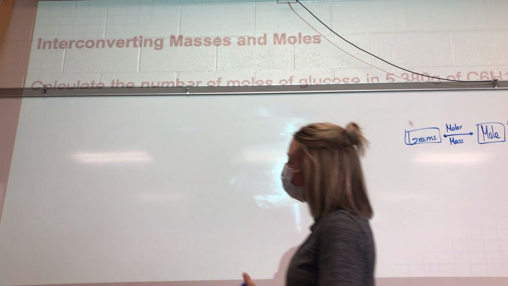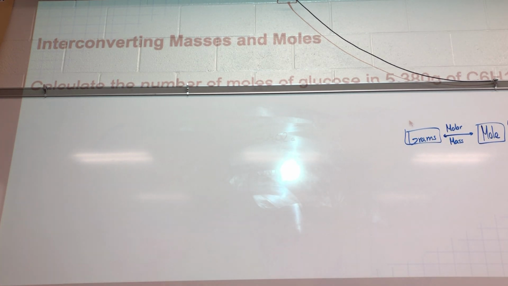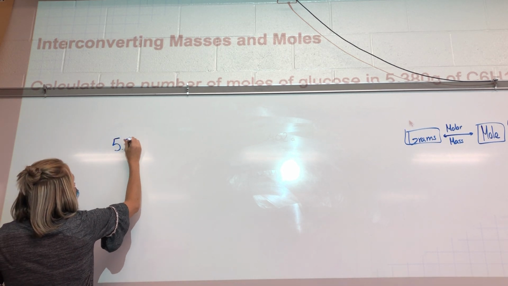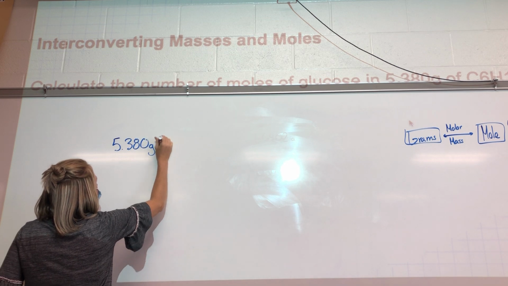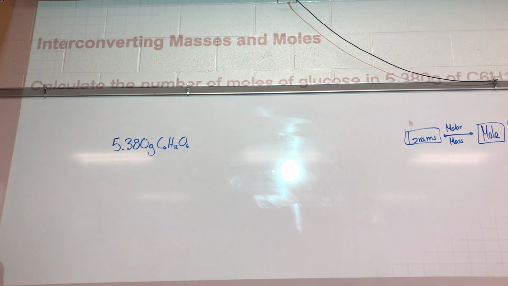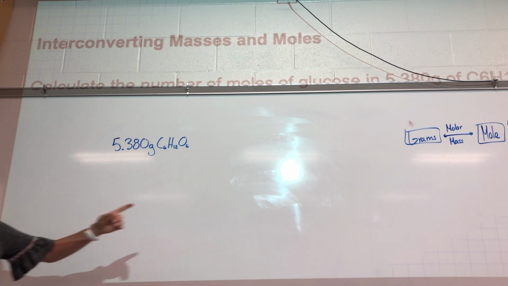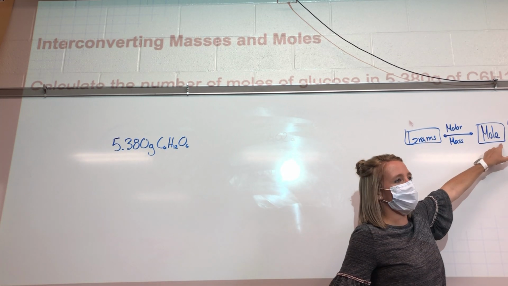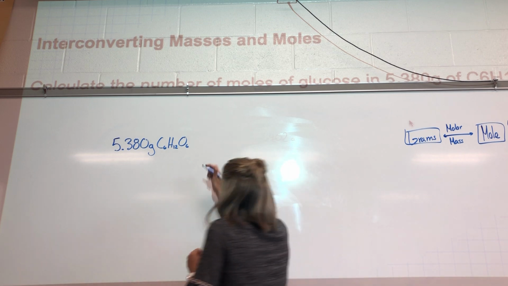So let's look at this problem here. I'll stand back so I can read it. Calculate the number of moles. So first thing, circle what you're finding. So circle number of moles. Put a circle on it. Of glucose in 5.380 grams of glucose. Okay. All right, so we have our grams, and I want to get to moles. So set up your conversion.